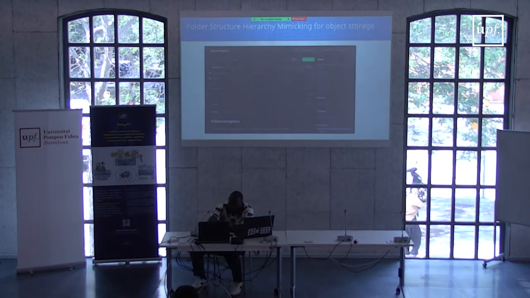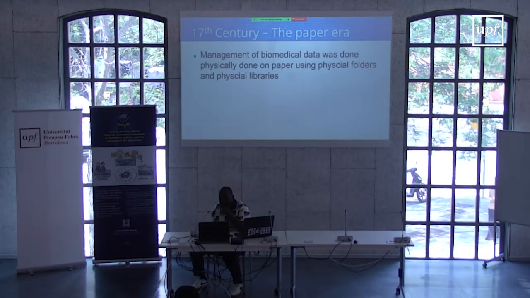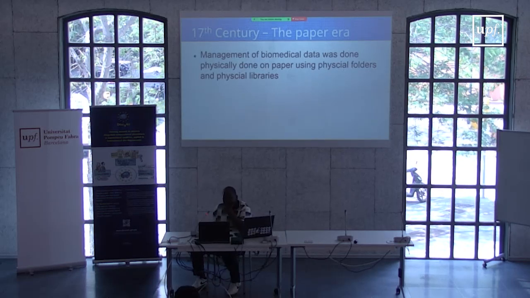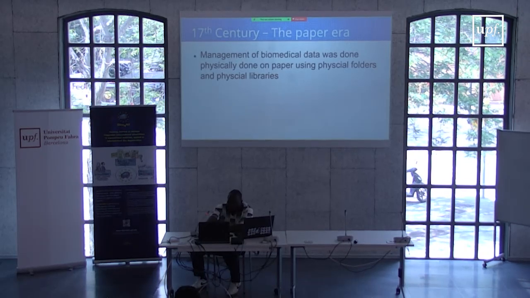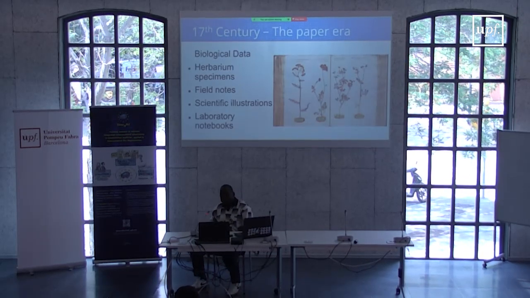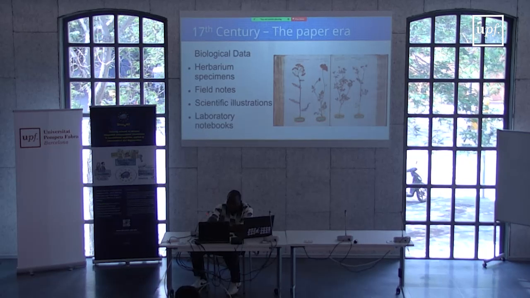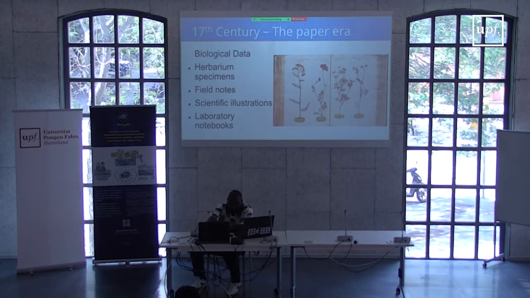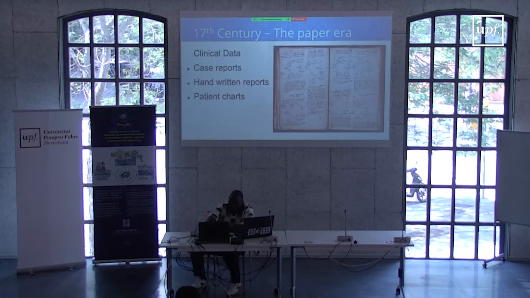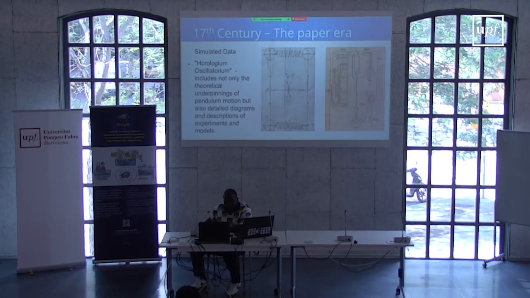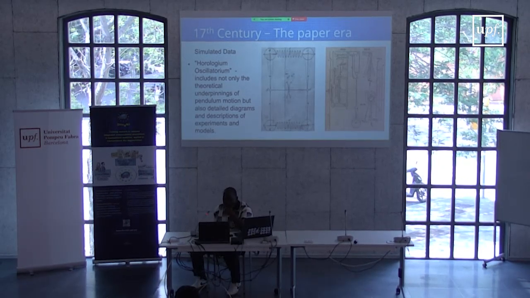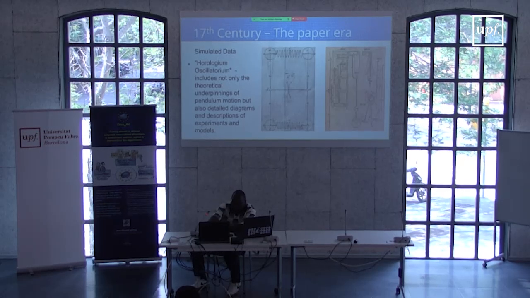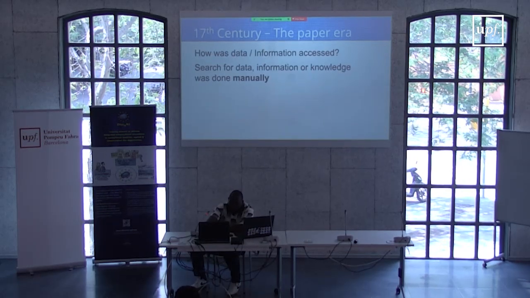But how did we get here? We need to understand how we came to this point. So when you look at the 17th century, during the paper era, management of data was done physically using folders and physical libraries. For example, biological data. This is an example of herbarium specimens, all attached to a book. Clinical data, we have a case report over here, all this on paper. Even simulated data, for example, this one is the Horologium Oscillatorium by Christiaan Huygens, who created a model of the pendulum clock. We can all agree that that was terrible.